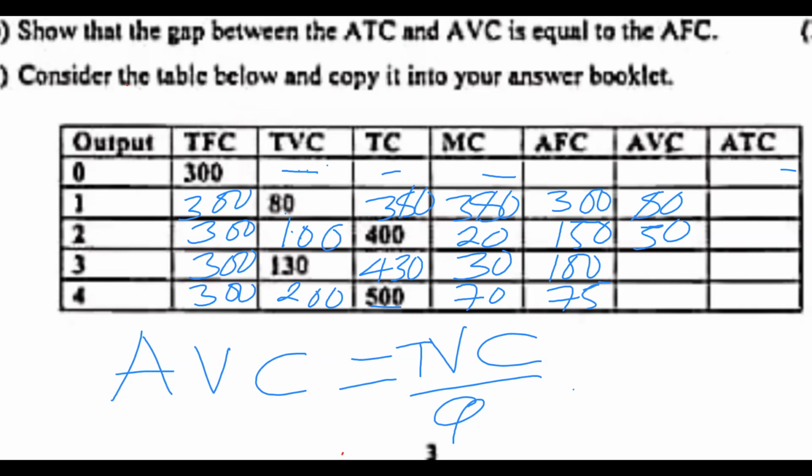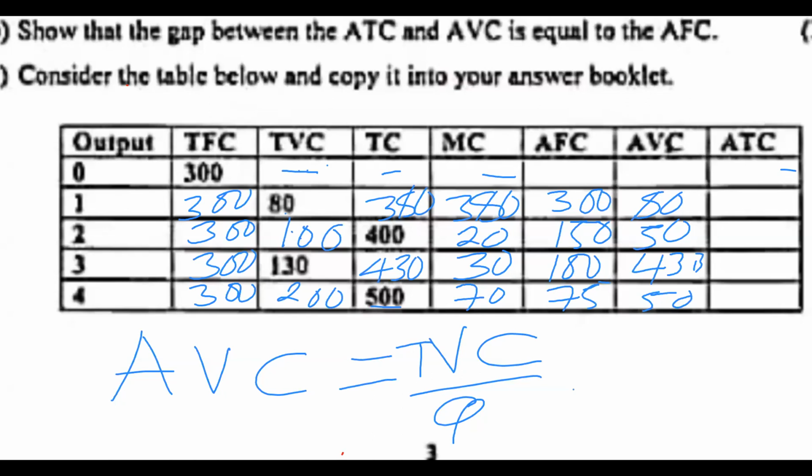3 into 130, divided by 130, gives us 43.3. Then the next one is 4 into 200, that's 50, right? That's the average variable cost. Okay? Then again, when we say the average variable cost, it is what?